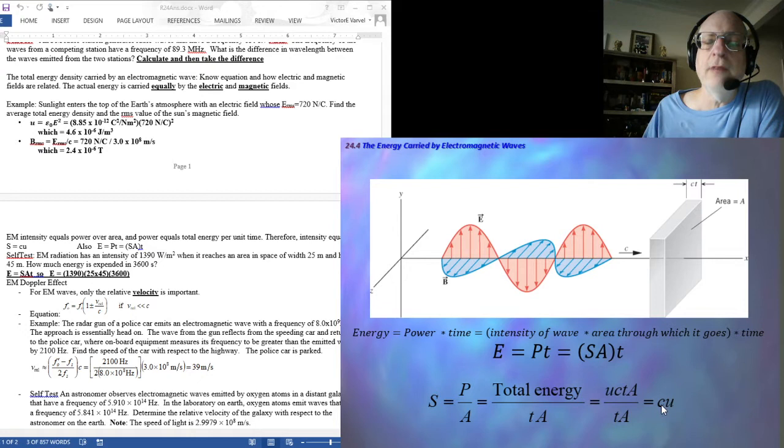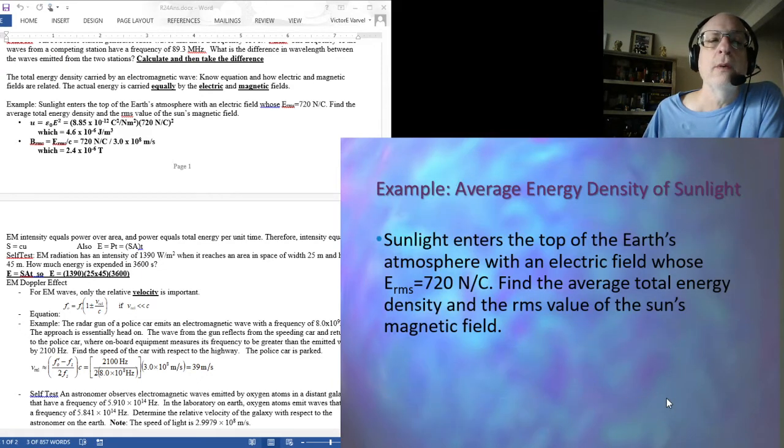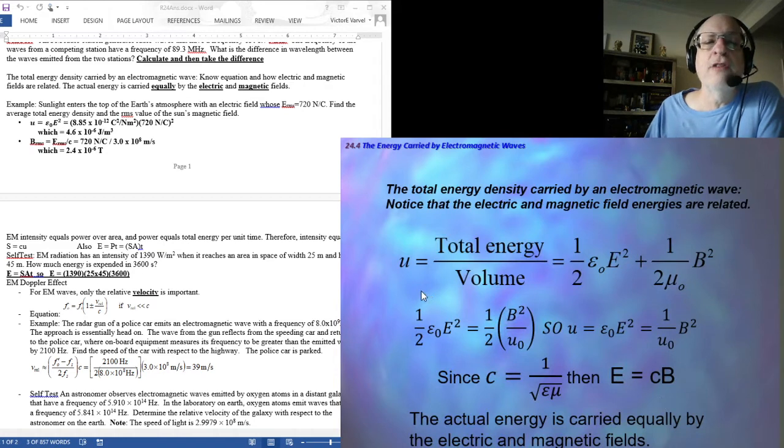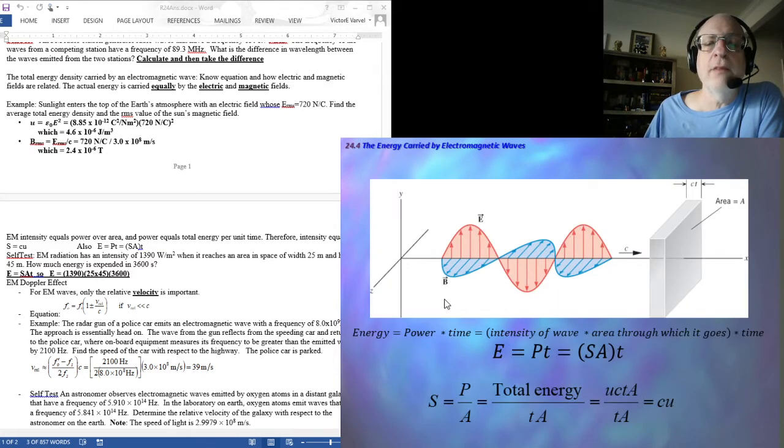Once again, the speed of light comes into play. Intensity of a wave is equal to the speed of light times U, this energy density. Energy density times the speed of light is equal to intensity. So you should know that energy is equal to intensity times area times time. You should know this equation. You should know that intensity, therefore, is power over area. That's the same as this equation, just solved. You don't really need to know this, but you should know that S is equal to cu. That's what you need for the bottom here.